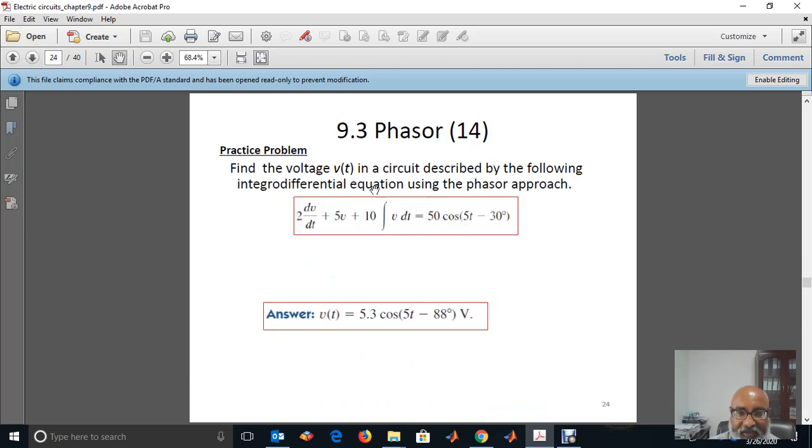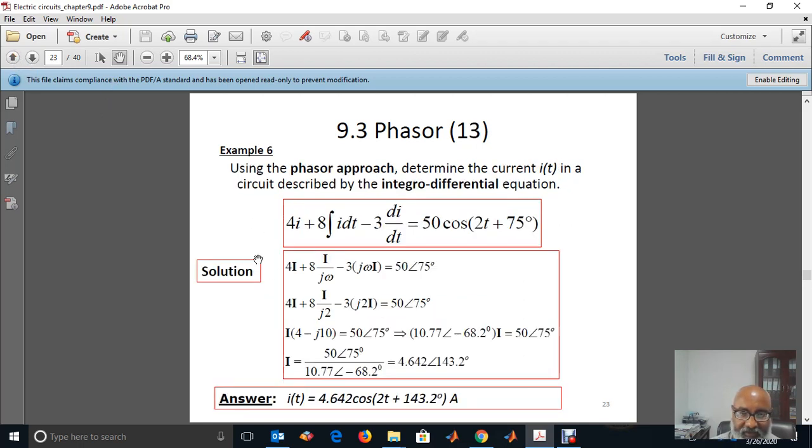Okay, you can practice with this problem. This is also an integral differential equation. So we have a voltage, and try to solve it by following these steps.